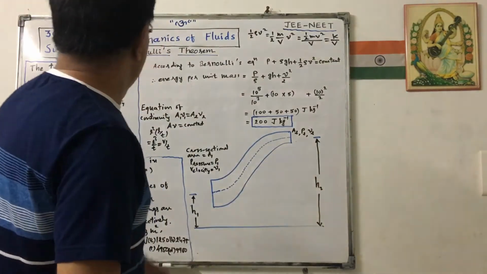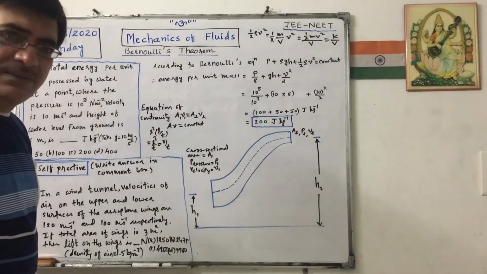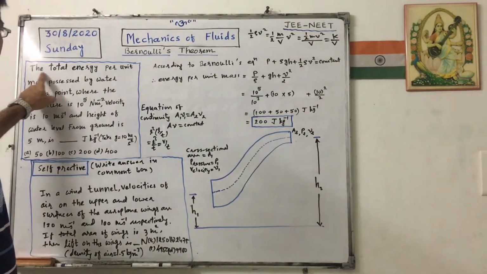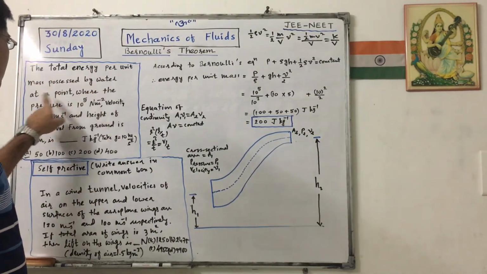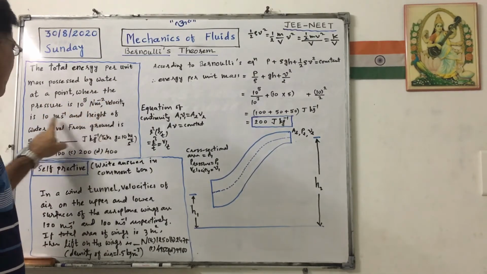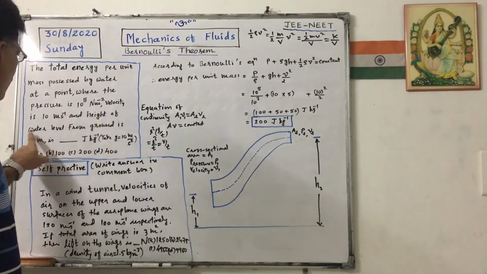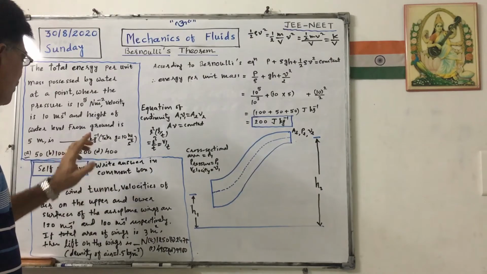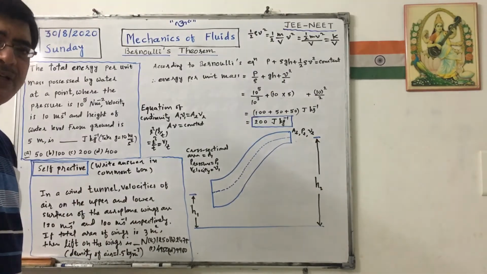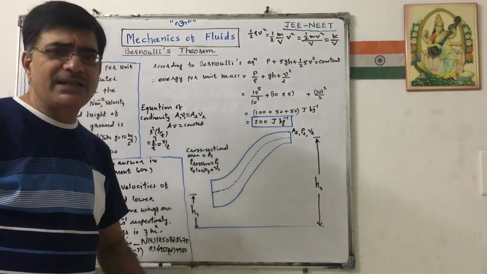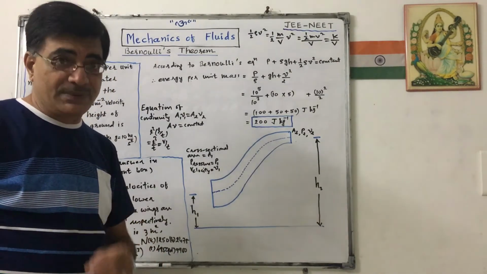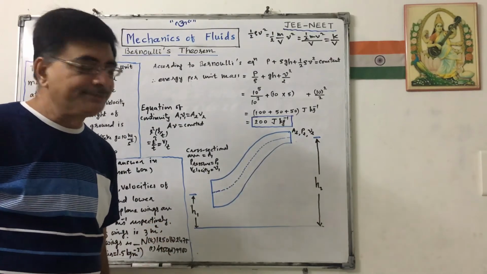So this is the problem. This was asked in PMT, earlier known as PMT, now it is known as NEET. The total energy per unit mass possessed by water at a point where the pressure is 10 raised to 5 Newton per meter square, velocity is 10 meter per second, and height of water level from ground is 5 meter, is how many joule per kg? G is given as 10 meter per second square, which we normally take as 9.8, but normally they make the data easier as far as calculations are concerned, because we are more focused on concepts and your thinking.